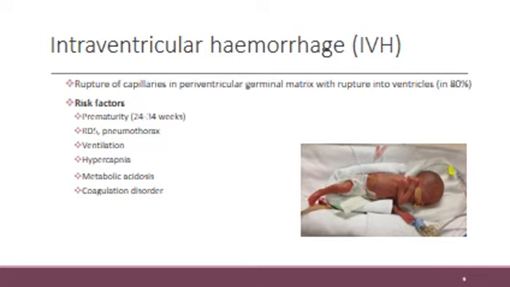Hypercapnia leads to vasodilation in the brain, and therefore the pressure changes can then precipitate bleeding in that area. Anything that disturbs the baby and causes the baby to be unstable, such as metabolic acidosis, can result in an IVH, and then coagulation disorder can worsen the bleed once it happens.